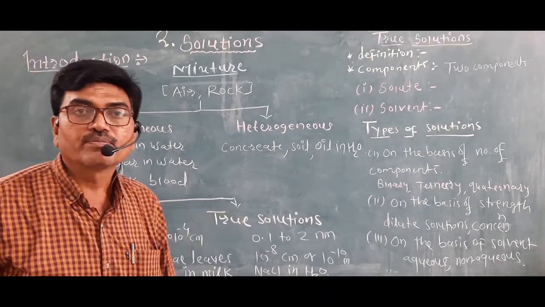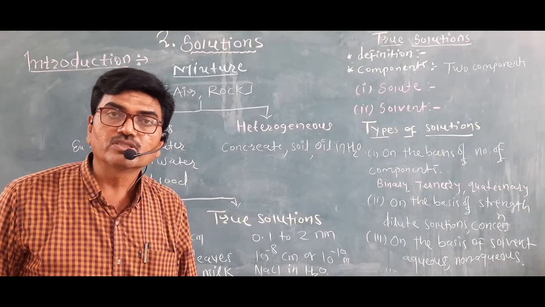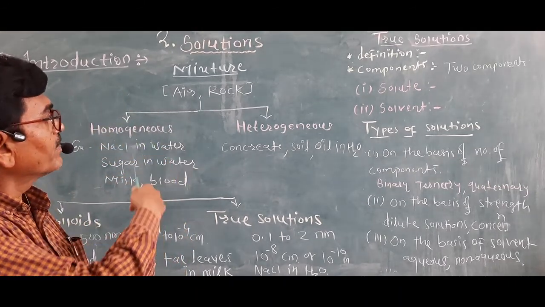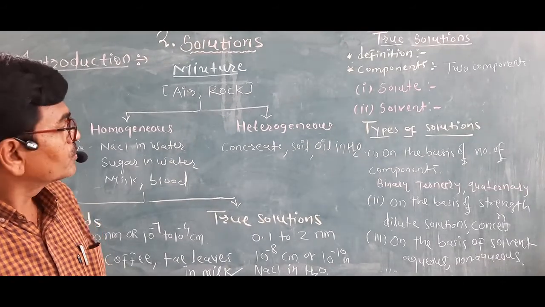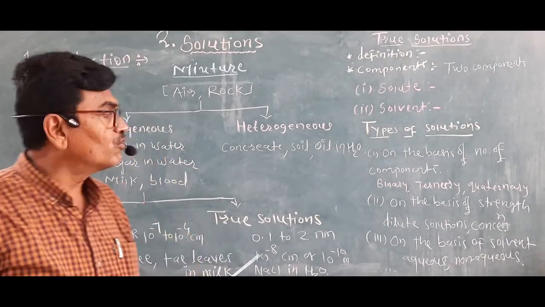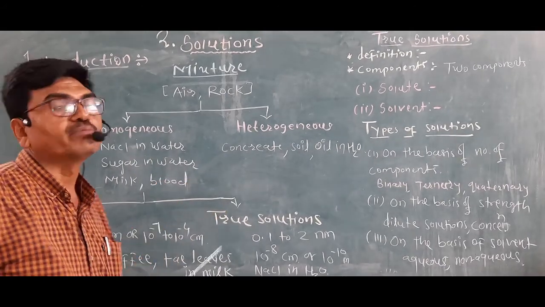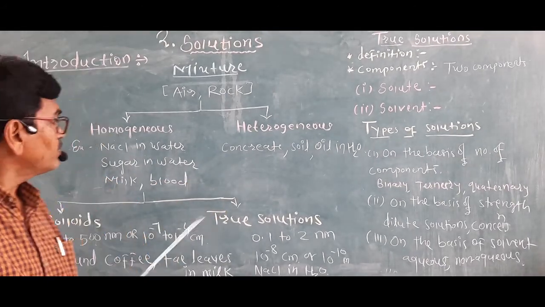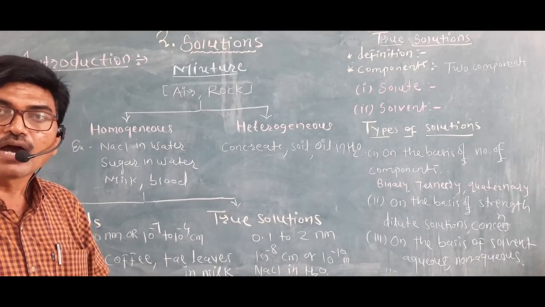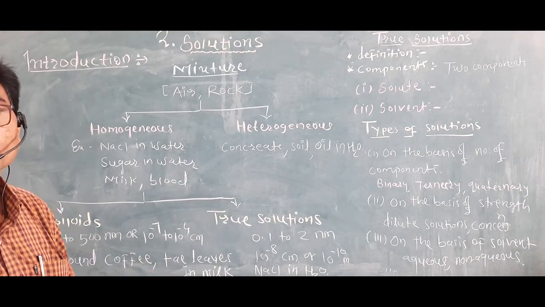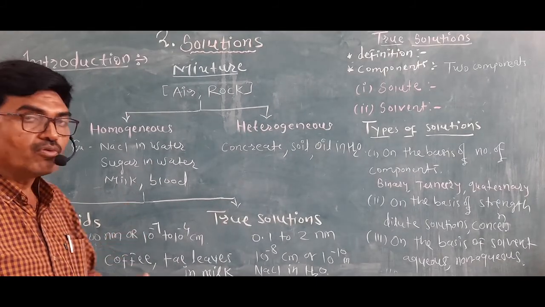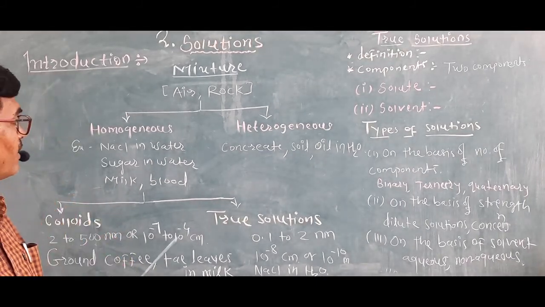Furthermore, rock consists of many minerals, and these are therefore examples of mixtures. These mixtures are further classified into two types, that is, homogeneous and heterogeneous mixtures. A homogeneous mixture is one in which the components are uniformly distributed. That is, it consists of only one phase.